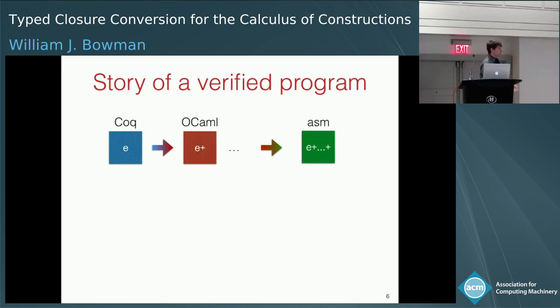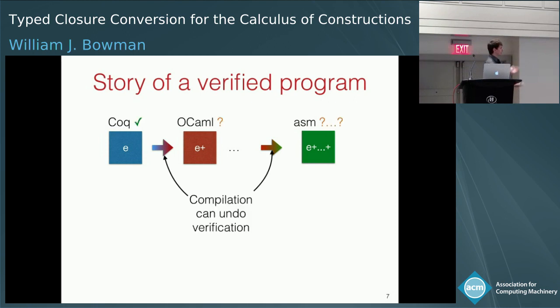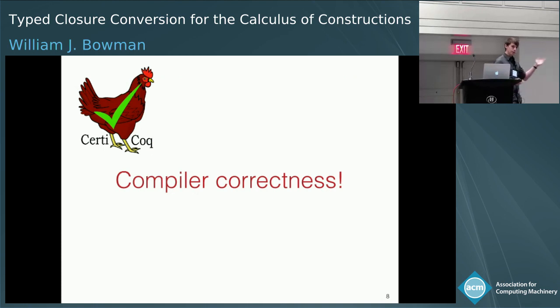After you verify your program, you probably want to execute it. And so after verifying in Coq, you will typically extract it, that is, compile the program to OCaml, and then the OCaml compiler will take over down to assembly. And now, at each stage of compilation, we have some opportunities to introduce bugs and undo all of our verification effort. So you might think, we should prove these compilers correct.